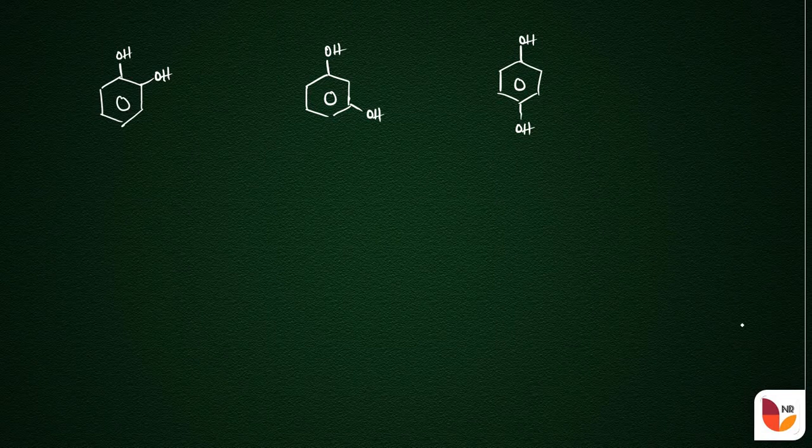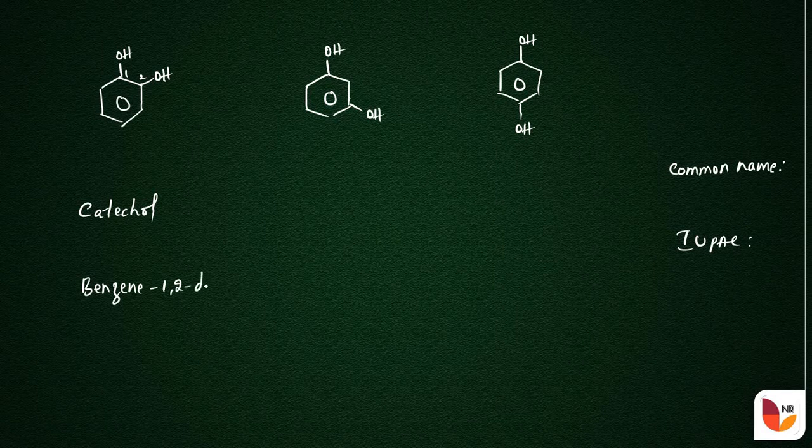So these molecules, according to the common system, the first molecule is to be called as catechol. And according to IUPAC system, it is to be written as 1, 2. So the 2 hydroxyl groups are present, hence the molecule is to be written as benzene, 1, 2 di-OL. That is, the prefix di is to be used because of the presence of 2 hydroxyl groups, and these 2 hydroxyl groups are attached at the first and second position.